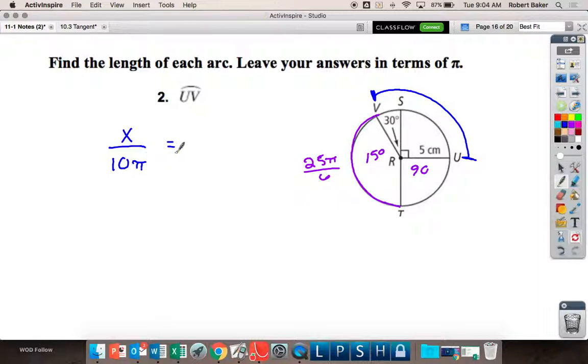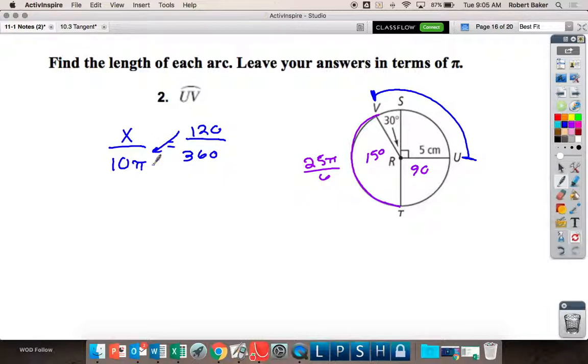Now, how many degrees describe arc VU? 90 and 30, which is a total of 120. How many degrees are in the whole circle? 360. So grabbing small pieces to build our formula, that's the small length over the whole length, the small number of degrees over the whole number of degrees. And we're going to cross multiply.